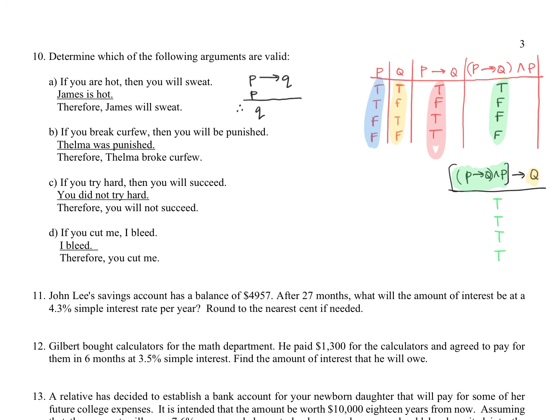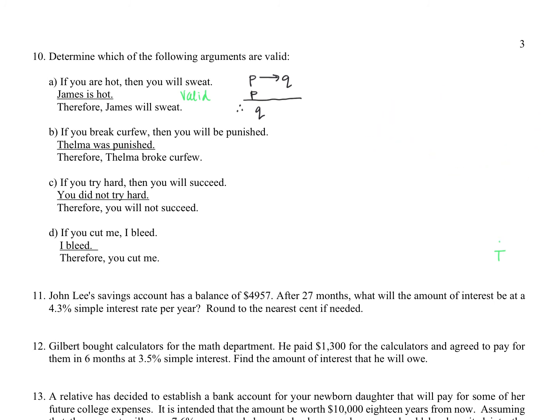If we get all trues down the whole column, then that means this is a valid argument. That means that no matter how you look at this, it is true, so it's a valid argument. So part A is valid. All right, let's do another one. If you weren't sure what was going on there, maybe another example will help.